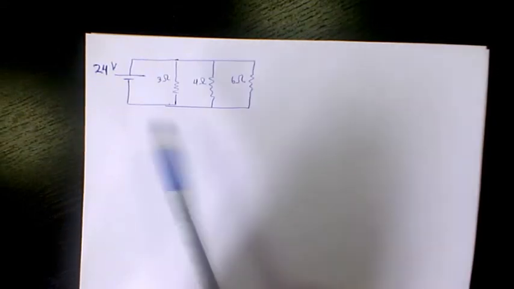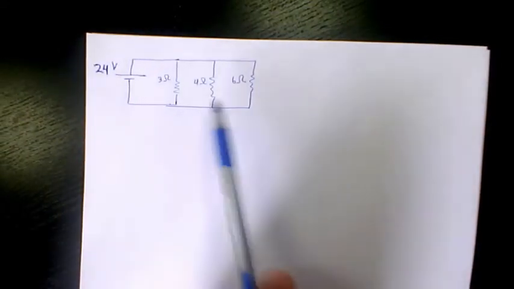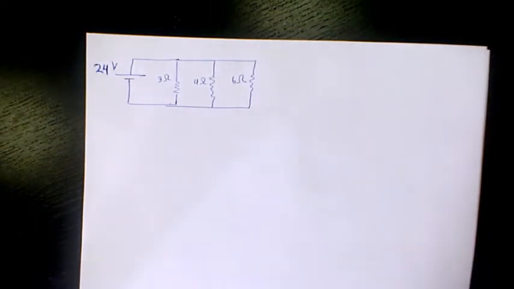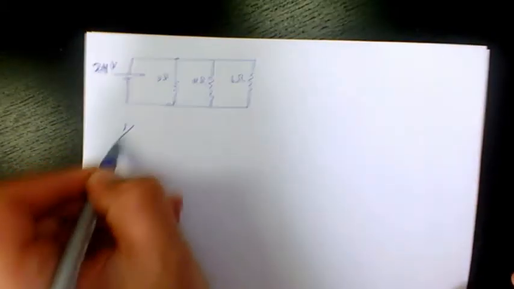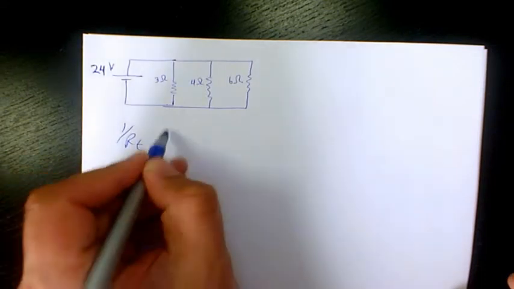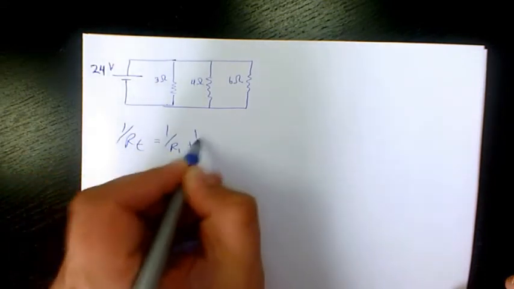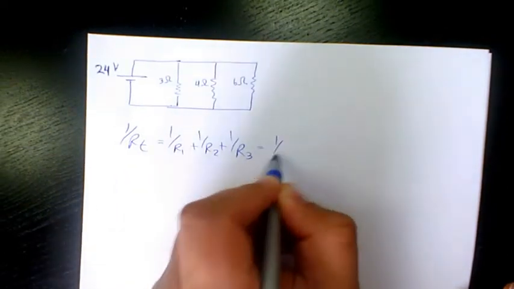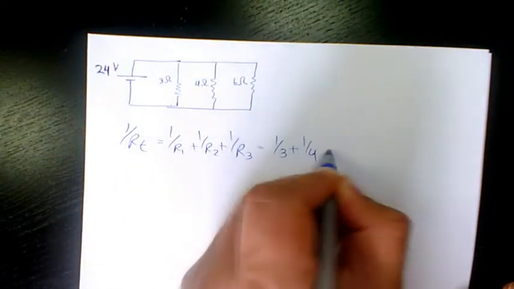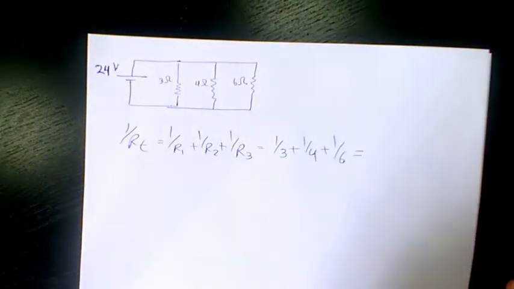So in this example, we are dealing with a parallel circuit consisting of 3 resistors. First thing I'm gonna do, I need to find out the equivalent resistance, which will be, using this formula, 1 over RT equals 1 over R1 plus 1 over R2 plus 1 over R3. That's going to be 1 over 3 plus 1 over 4 plus 1 over 6.